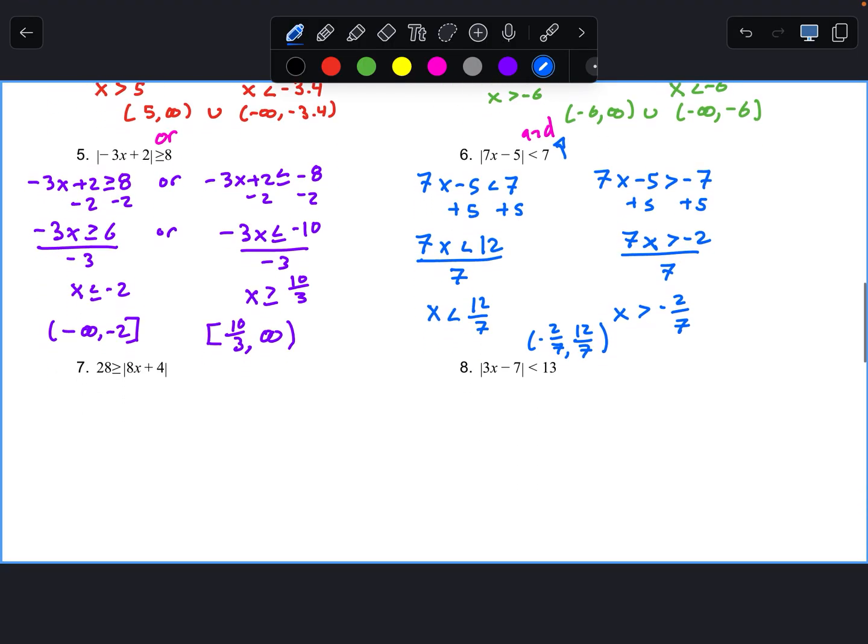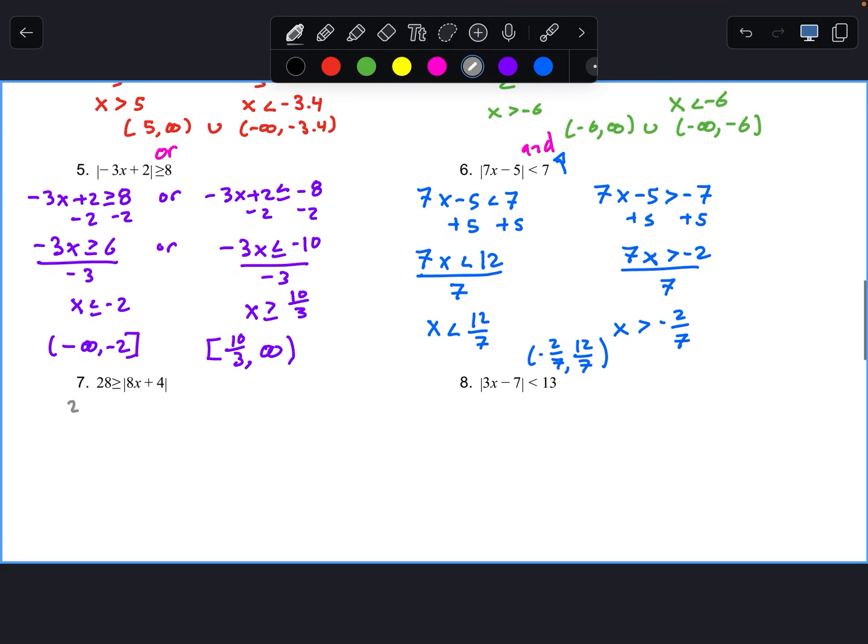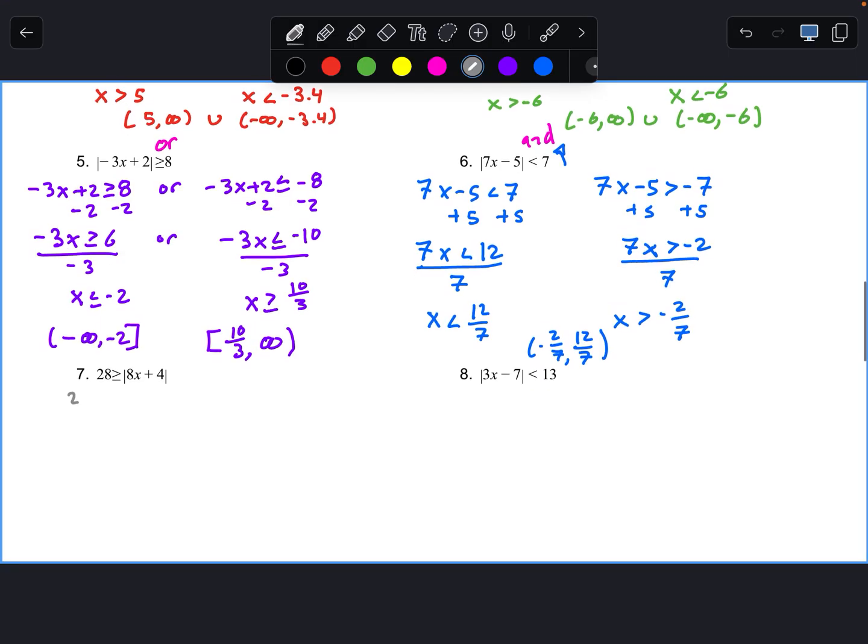Moving on to our last two problems. Are they an and or an or statement? Well, let's check. Which direction does it go to? It faces away from the absolute value, so that is an and, that is also an and. So 28 is greater than or equal to 8x plus 4, and -28, flipping the sign, is less than or equal to 8x plus 4.